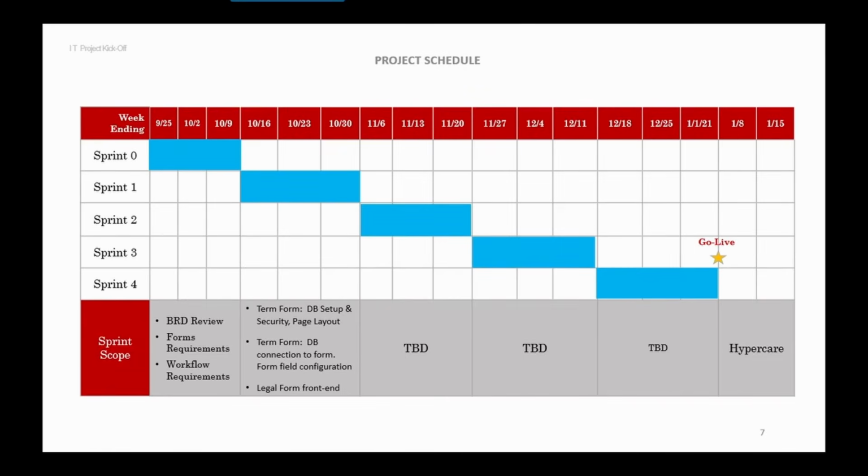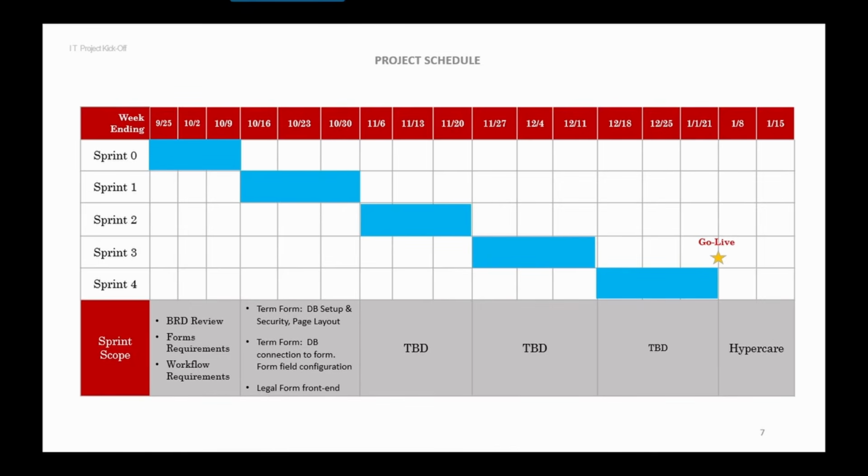Next, of course, is the project schedule. You want to have at least a high-level schedule here, and you can have it listed out by sprint or waterfall or whatever method that you're working on. If you do it by sprint, I found that a good idea is that for each sprint there on the bottom, you want to map out the scope of each particular sprint.